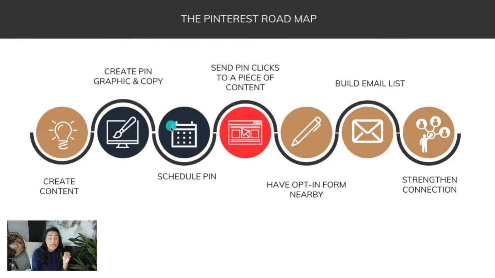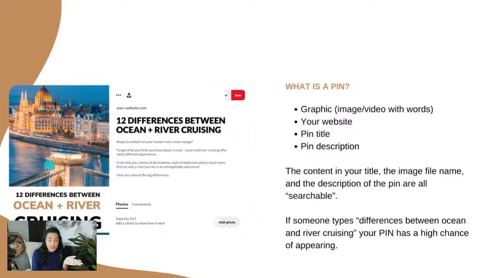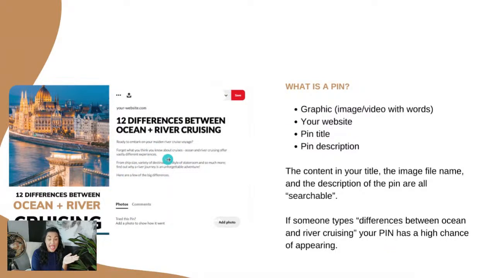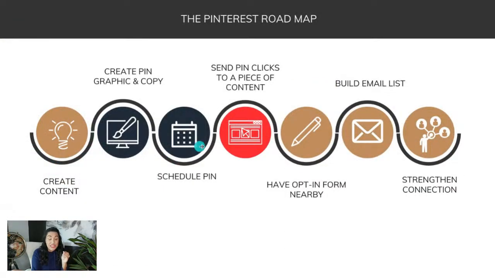Then you're going to schedule that graphic into Pinterest. Okay, you're going to schedule your pin. So to be able to schedule your pin, remember, you're going to have to create this graphic on the left, the image and the title, and you'll need to write a description on here. And then you're going to schedule it in Pinterest.